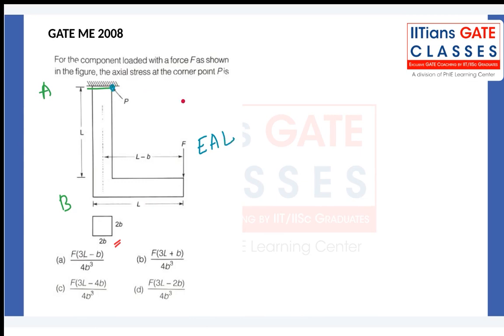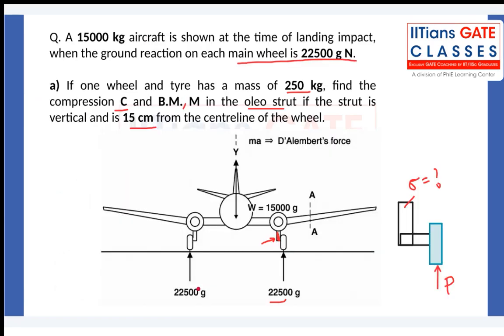The stress at point P can be given by the force F divided by the cross-sectional area A plus bending moment M divided by Z. Z can be calculated using this ZNA, and the bending moment is going to be F into L by L minus B, and using that we can calculate it.